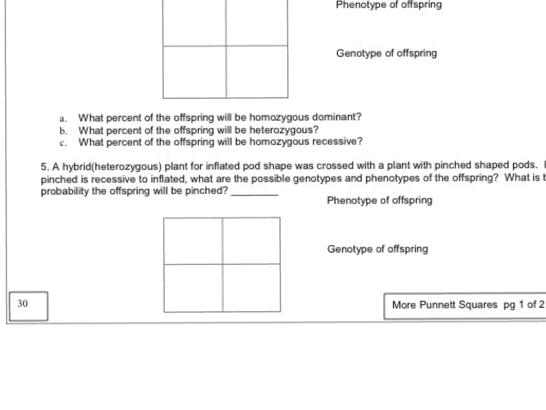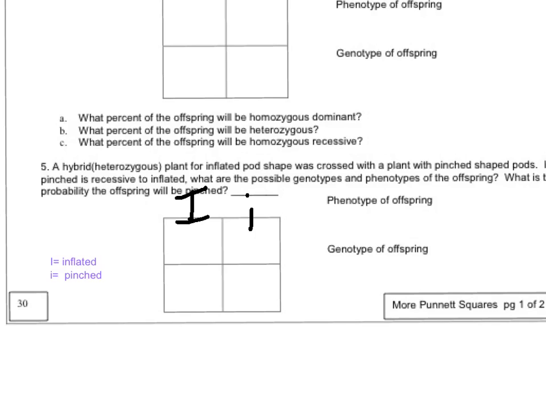So the first thing we need to do is make our key. So there's our key. Capital I is inflated and pinched is recessive. So it tells you one of the parents is a hybrid or heterozygous plant. So that means that we've got a big I, little I plant. And this is crossed with a plant that has pinch-shaped pods.